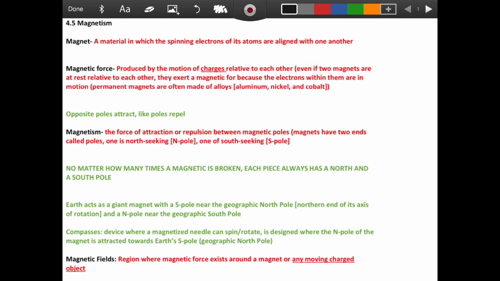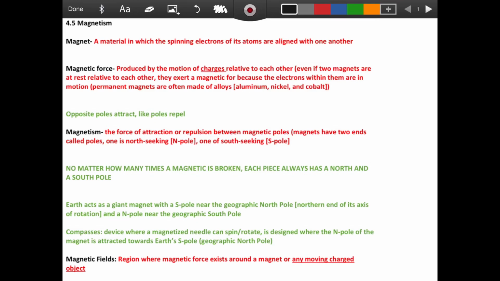And just like electric fields, you're going to see a lot of similarities with magnetic fields. So in electric fields, opposite charges attract and like charges repel. For magnets, opposite poles attract and like poles repel. Magnetism can be defined as the force of attraction or repulsion between magnetic poles, and each end of the magnet is referred to as a pole. You have a north-seeking pole, north pole, and a south-seeking south pole.